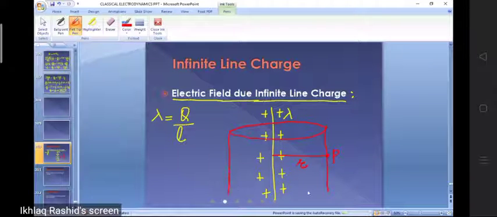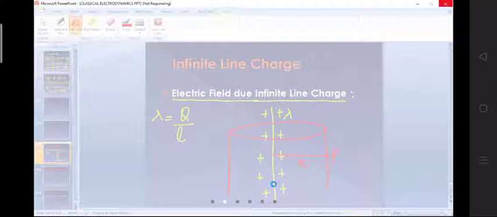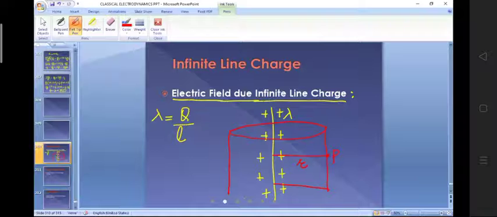Its length I can take as L. Its length will obviously be equal to L, and its radius is equal to R. Then next, I will use Gauss's law to calculate the flux and hence the electrostatic field through this Gaussian cylinder. So this is the Gaussian cylinder here.